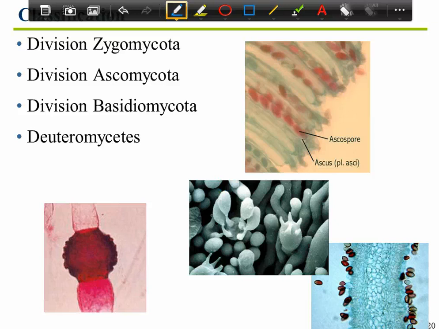And I mentioned there's a kind of catch-all category of the guys that don't seem to be classified. They're missing a reproductive phase, and so they don't really know which of the divisions to put them in, and they're called the deuteromycetes.